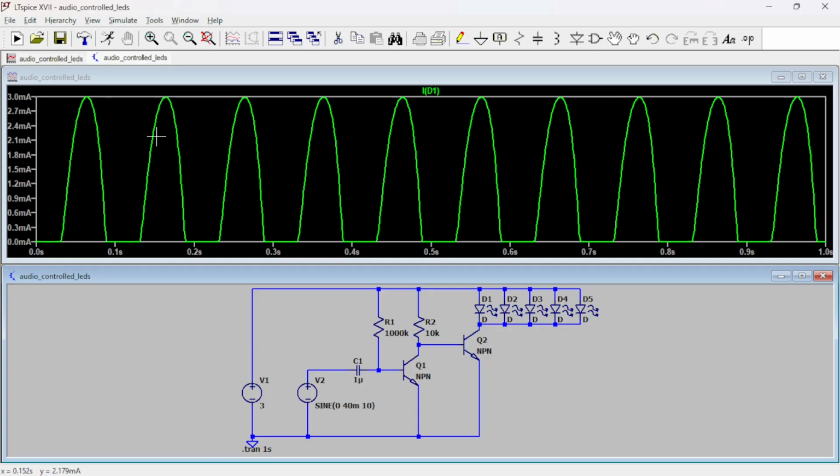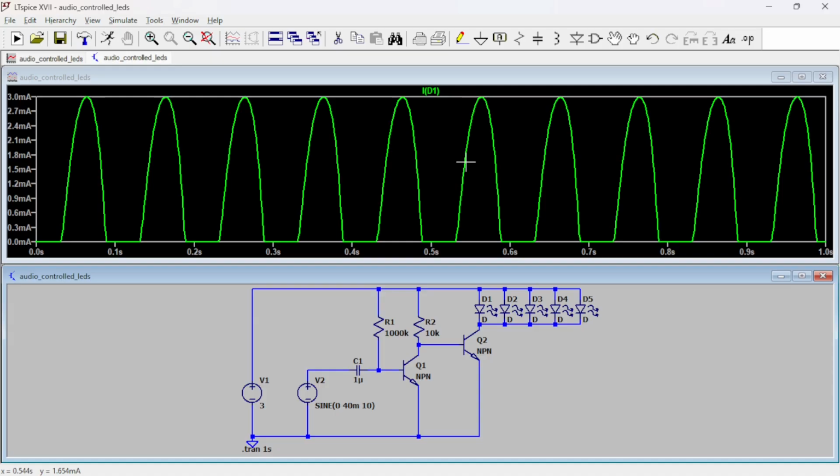I forgot to mention the big elephant in the room. It's not a DC level. It's not a DC current that goes through the LED. It's an AC current. So basically the LED is blinking at the same frequency as your audio input. Of course you don't see that when you look at the LEDs, you don't see that they are blinking, but they kind of are. So that's about it. It's a neat little circuit.